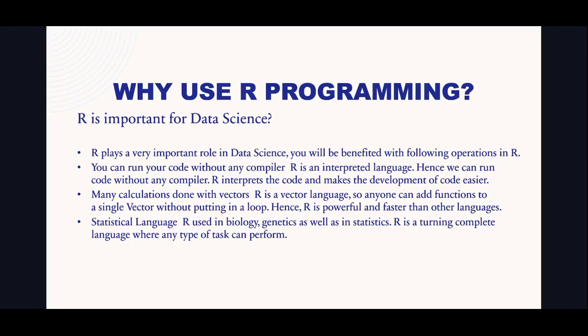R is a vector language. So anyone can add functions to a single vector without putting in a loop, because loops are generally very complex. Hence, R is powerful and faster than other programming languages. It is a statistical language used in biology, genetics as well as in statistics. R is a Turing complete language where any type of task can be performed. R is used in biology for statistical analysis of data like genetics.